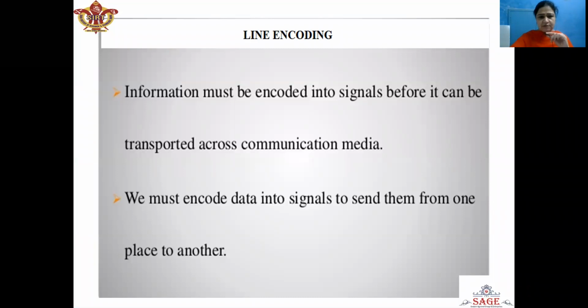Now first, we will understand the meaning of line encoding. As discussed in my previous lecture also, line encoding is the method of changing the digital data into digital signal. We must encode data into signals to send from one place to another, and for that, line encoding method is used.